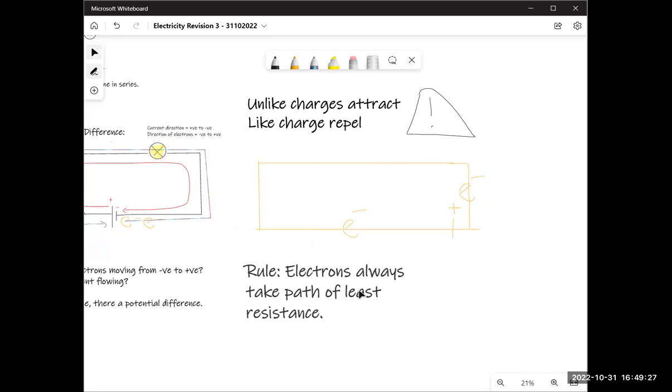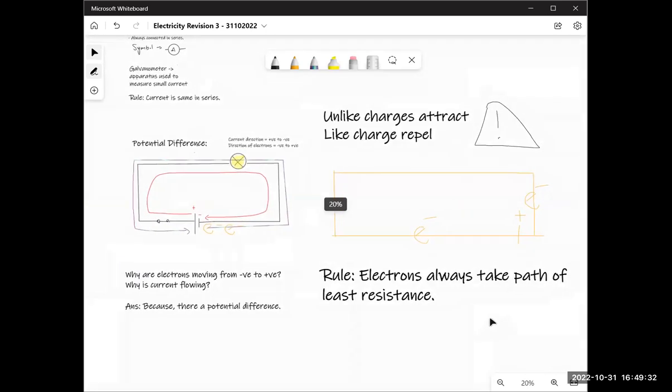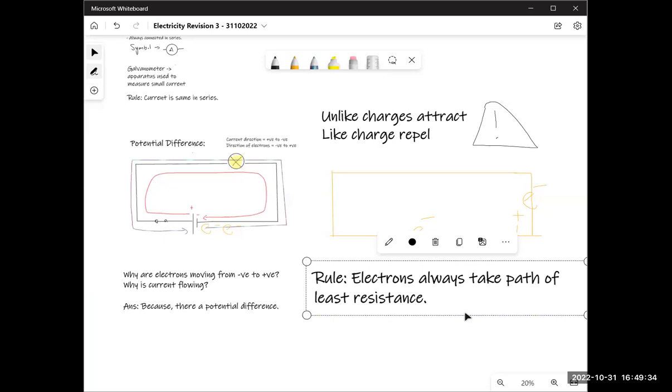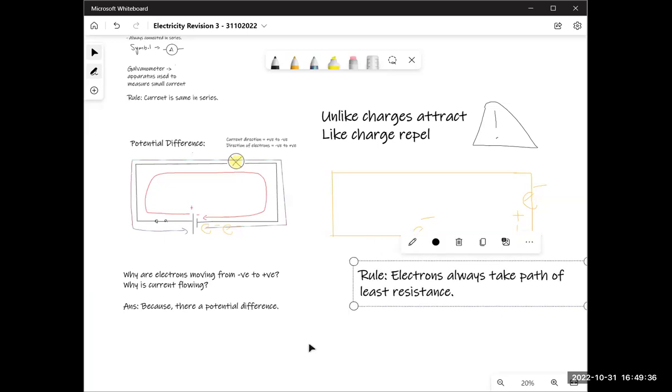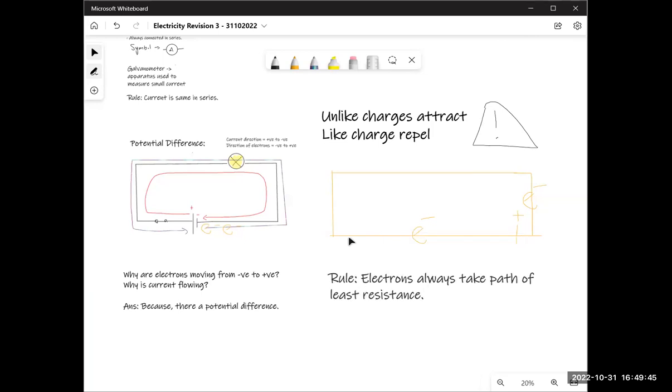Sir, can you show me the writing that's under the diagram? Sumaya, can you hear me? Najla? Yes, sir.